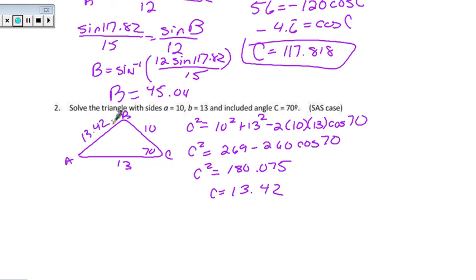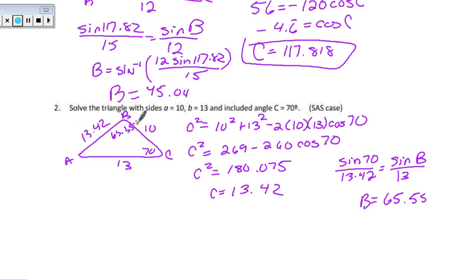From that point, again, I do switch to the law of sines. It's a little bit easier to solve here. I'm going to find angle B first. So I'm going to say the sine of 70 over 13.42 is going to be the same as sine of B over 13. Again, use your inverse sines. We get B to be about 65.55. And the only thing left we need to find is that third angle. And again, subtracting from 180, we get A to be about 44.45.